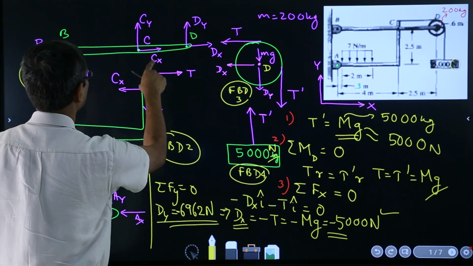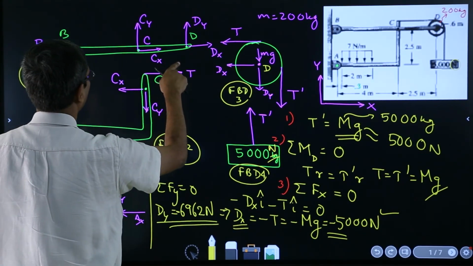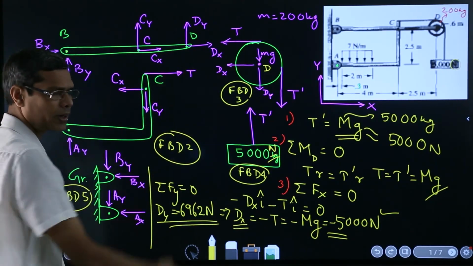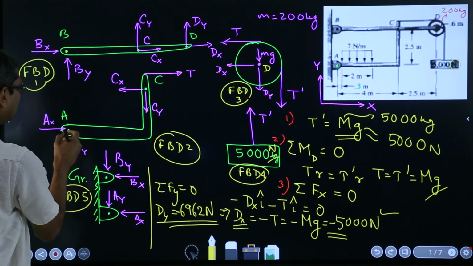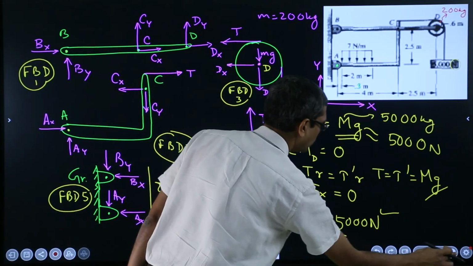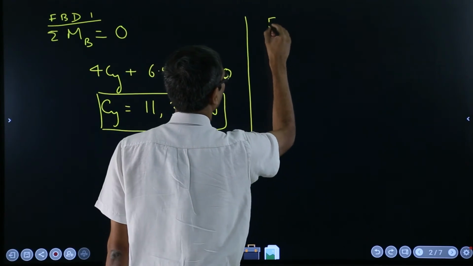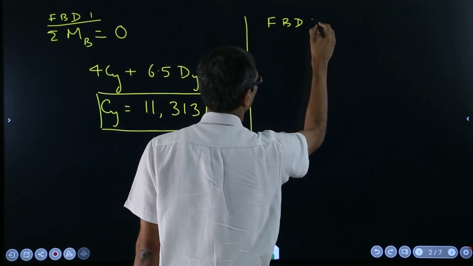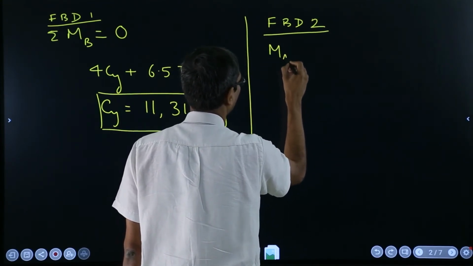That is Cx, which we need to figure out, because now here we don't have any point about which if you write a moment you will get it. So what we will do is we will come over here and write a moment equation about this. So let's say we will go to free body diagram 2, and I'll write a moment about the point A.